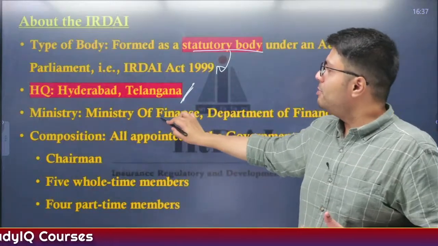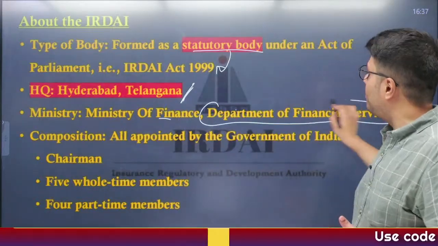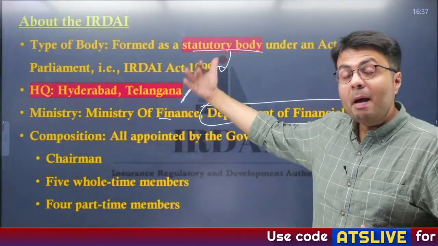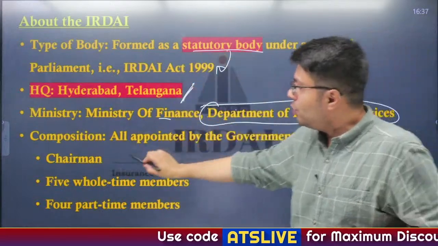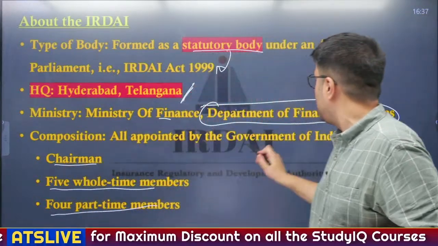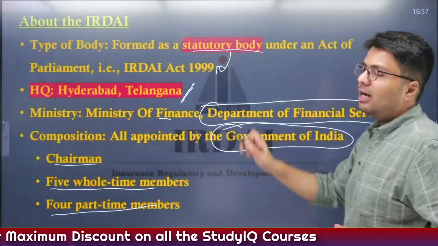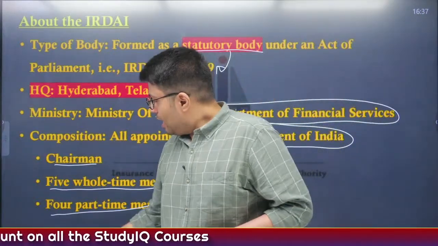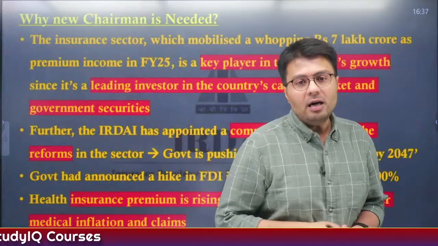Now it comes under the Ministry of Finance, particularly the Department of Financial Services. And the members of IRDAI include 1 chairman, 5 whole-time members and 4 part-time members, and they are appointed by the central government. Okay. Now let us understand why a new chairman was needed.